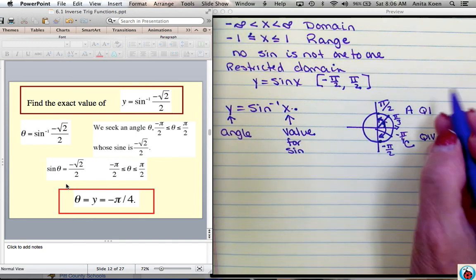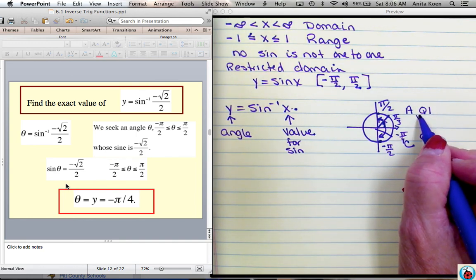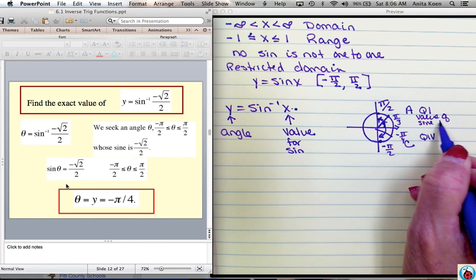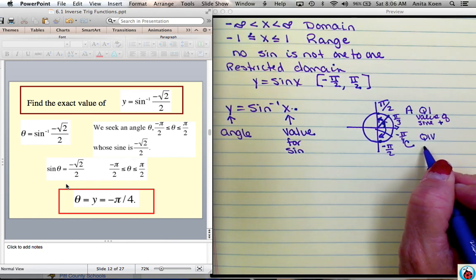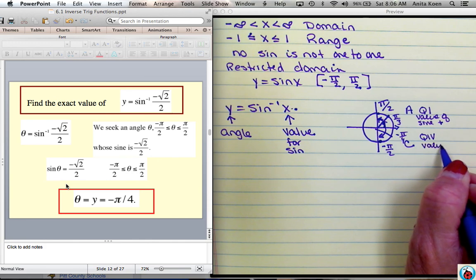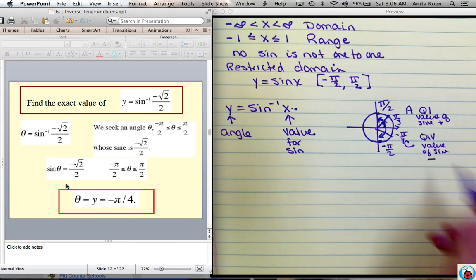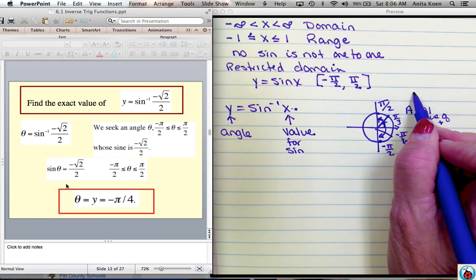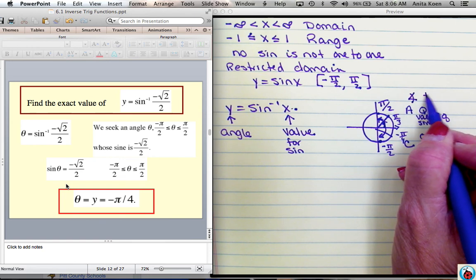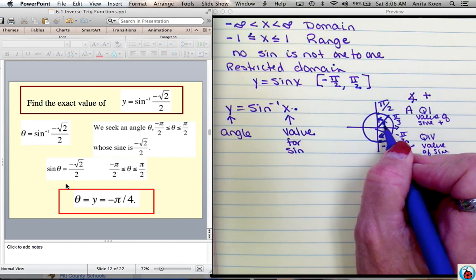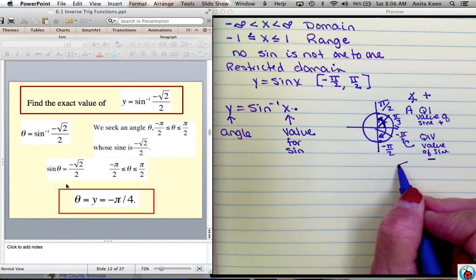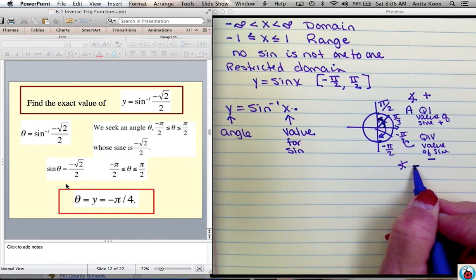Please understand that the only place you can find the sine inverse is quadrant 1 and quadrant 4. In quadrant 1, your value of sine is positive, and in quadrant 4, your value of sine is negative. In quadrant 1, your angles will be positive because we're going to go in our counterclockwise direction. In quadrant 4, your angles will be negative.